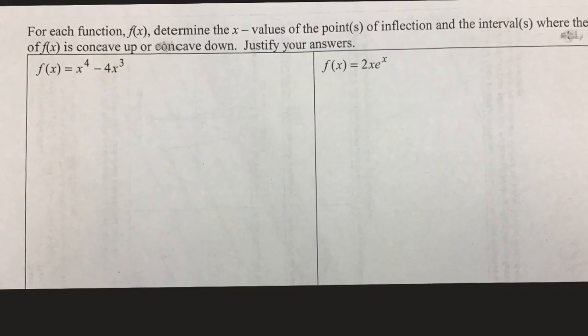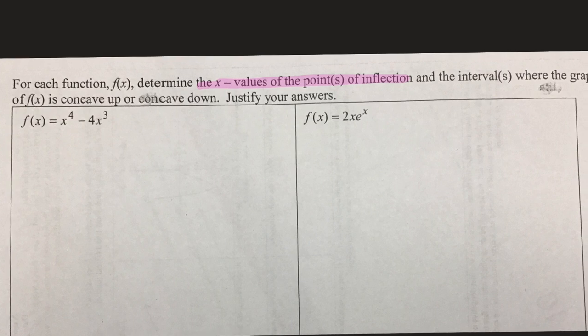Let's look at some more examples. We want to find the x values for the points of inflection, and the intervals where the graph is concave up or concave down. So what we're looking for is where the second derivative is equal to 0. That's what the second derivative tells us.